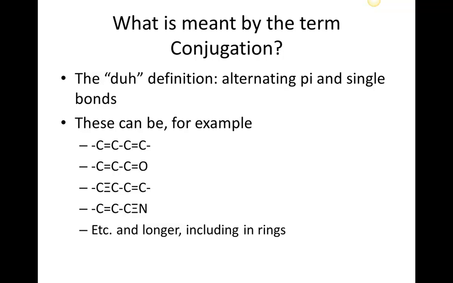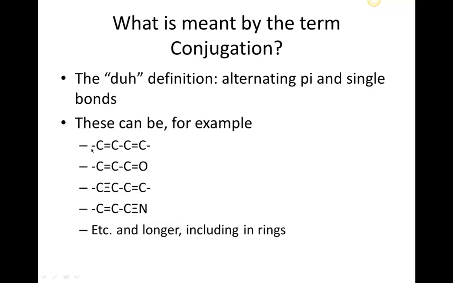One of the definitions, I call it the duh definition, is you just look at the structure for alternating single and double bonds. Technically it doesn't have to be a double bond, it just needs to be a pi system, and I'll show you examples of that.